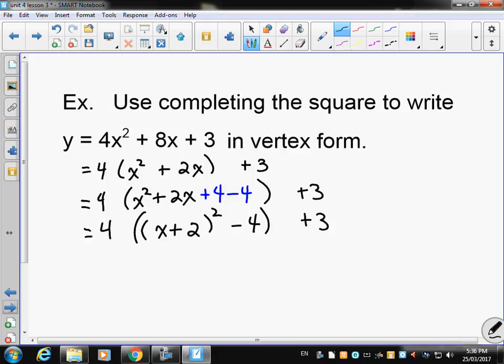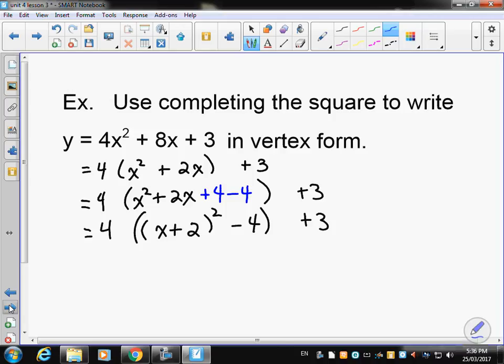Don't forget the add 3. Almost there. I have an extra set of brackets, because I factored out that 4 at the beginning. So as soon as you have to factor something out, you have an a that's more interesting than 1, then you're going to have a lot longer process. I'm going to do distributive law now with the 4 to get rid of that extra set of brackets.